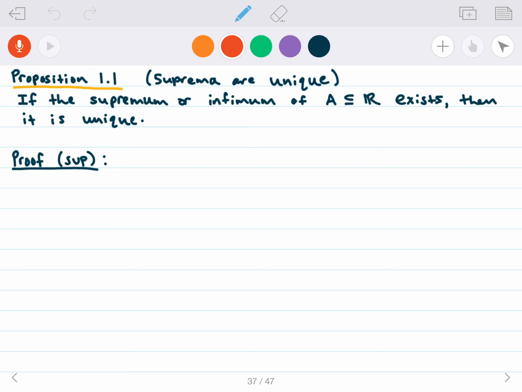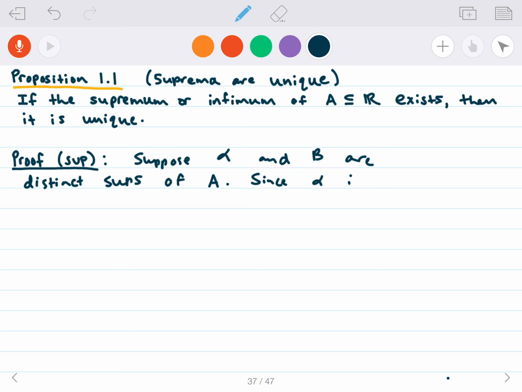So, let's suppose that alpha and beta are distinct sups of A. So remember, with these uniqueness proofs, we're going to end up showing that alpha and beta are actually the same. So what does it mean to be a supremum? Well, since alpha is a supremum, it's an upper bound.